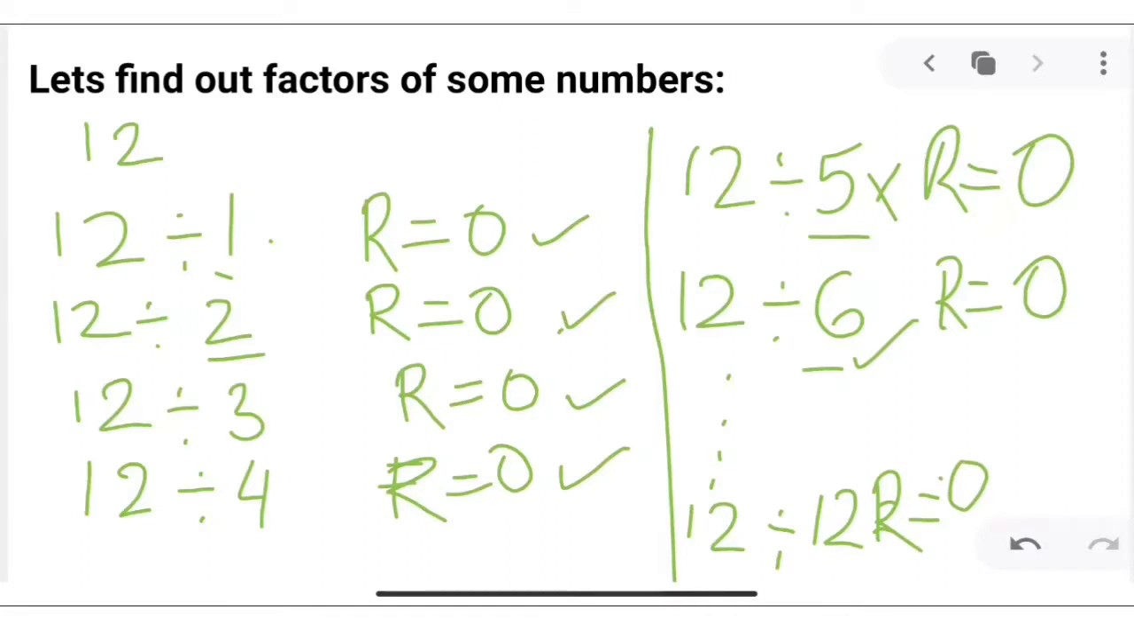Now let's find out the factors of one more number, that is 9. When we divide 9 by 1, do we get a remainder of 0? Yes. So 1 is a factor of 9.